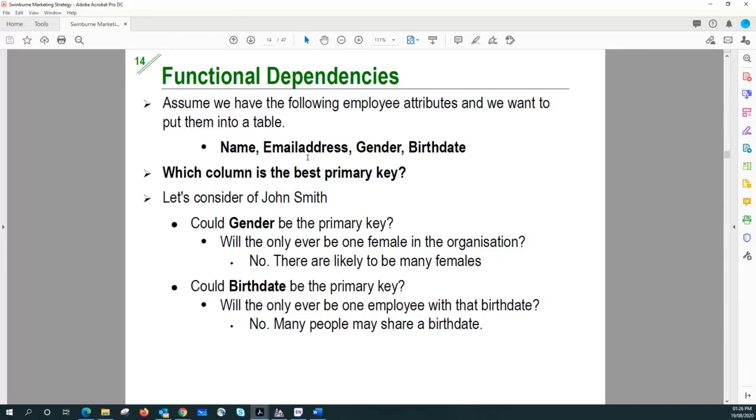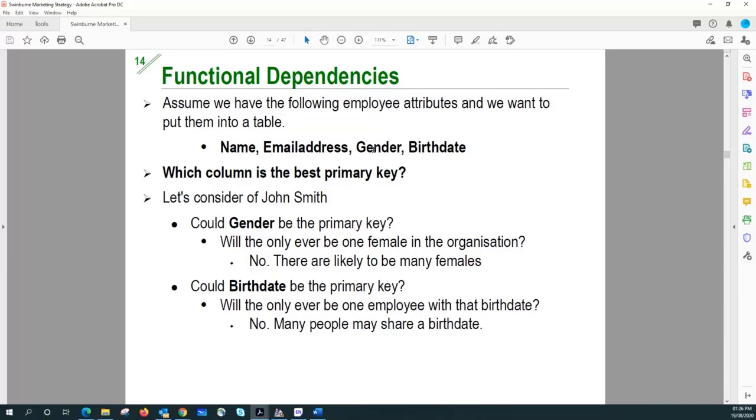For example, think about this university, right? So obviously this looks like, say for example, a student or employee table, right? So we have a bunch of attributes. Now we need to apply that functional determinant or functional dependency relationship and see which one is the best primary key in this scenario, right?